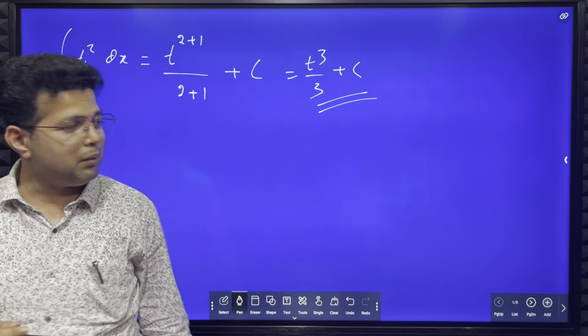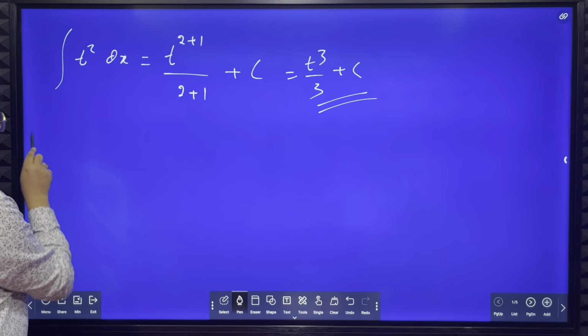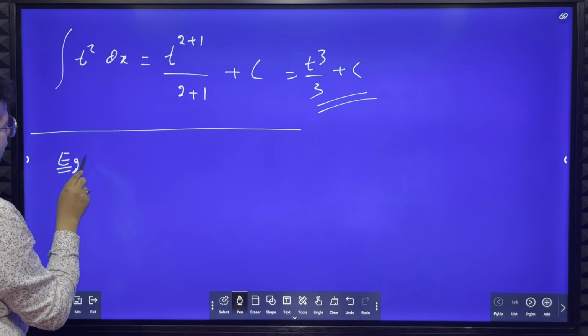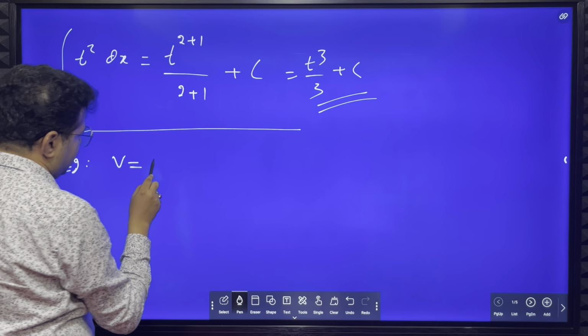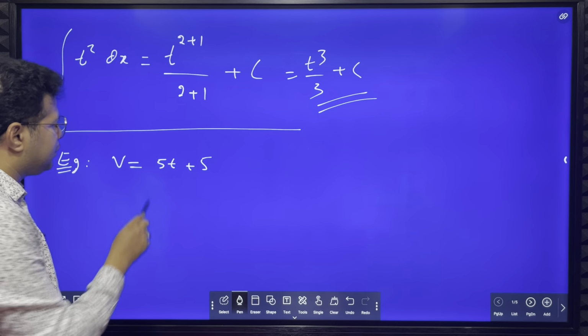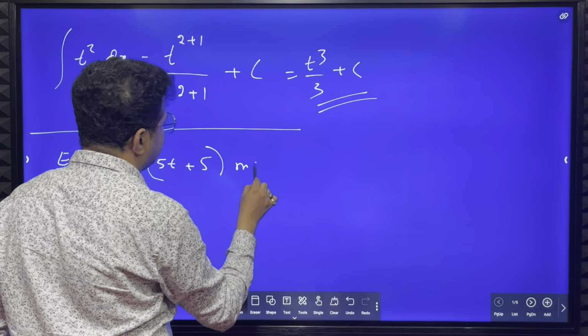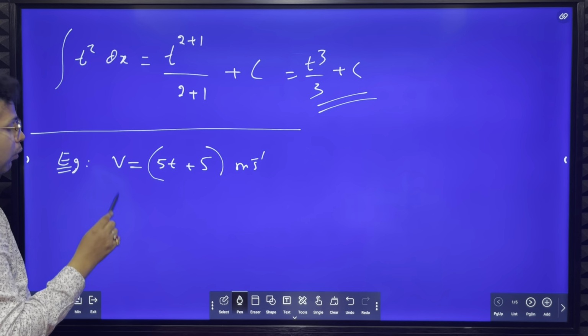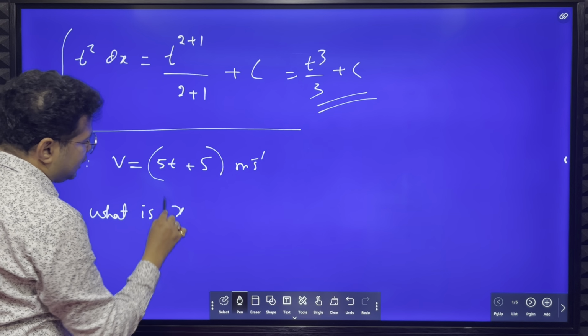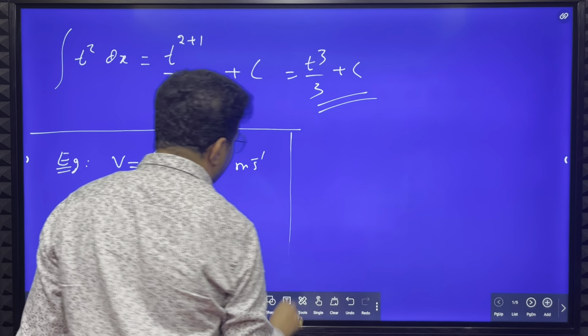Okay, one more example. Velocity is given by 5t plus 5 meter per second. Velocity is given by 5t plus 5 meter per second. What is displacement? The question is what is displacement? Then how do you do that?